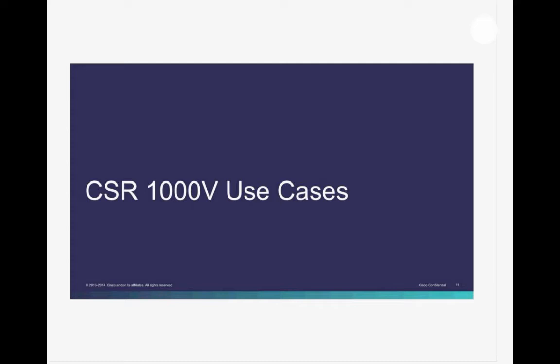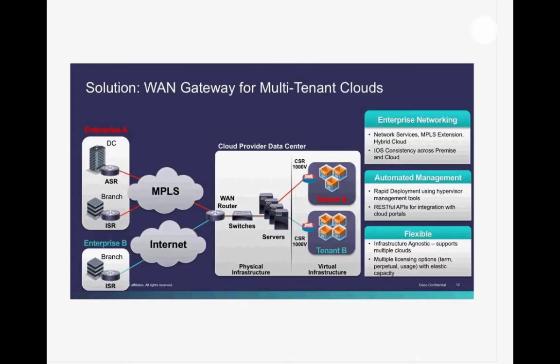So we'll take a closer look at some of the use cases that we've seen a lot of users adopt the CSR for. To start with the basics, really where we position the CSR in general, or where a lot of users are using the CSR, is as a WAN gateway in multi-tenant environments. If you look at the picture here, just a brief rundown, on the left-hand side you have Enterprise A, Enterprise B, so these are different customers or tenants of a cloud provider that you see on the right-hand side there.